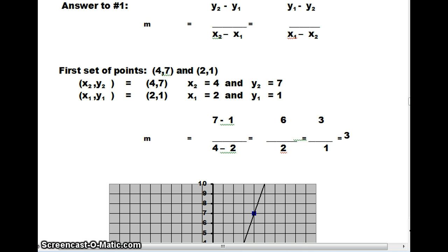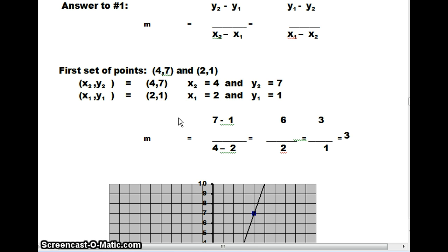On this page, we'll talk about the answers to problem number 1. Here are our two equations again to find the slope. They'll give you exactly the same answer. So what I did on my pairs, I said x sub 2, y sub 2 was this first pair, which means x sub 2 is 4 and y sub 2 is 7. The x sub 1, y sub 1 then is this other pair, so x sub 1 is 2 and y sub 1 is 1.